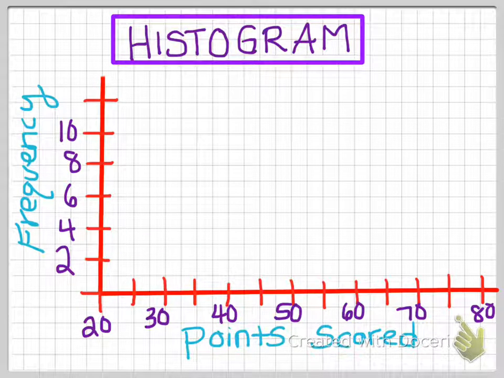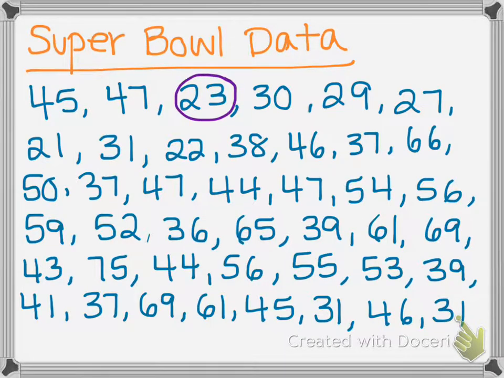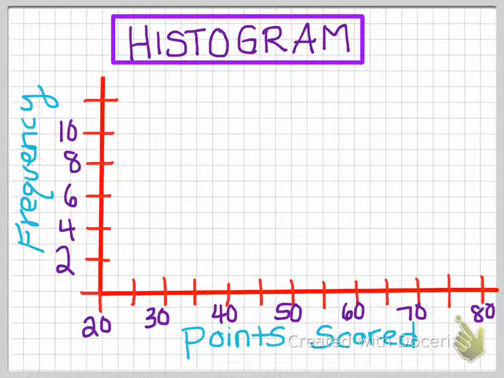So let's look at our data and see how many total points there were from both sides that were between 20 and 25. So I have 1, 2, 3, and it looks like that's it. So I have 3. So on my histogram, I'm going to draw a bar that goes up to 3. And again, it includes 20, but up to 25.